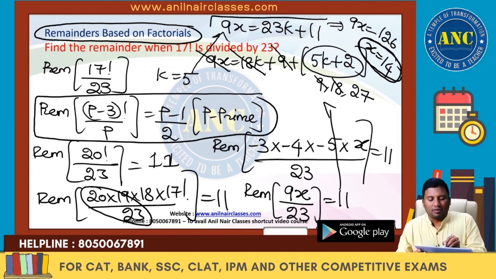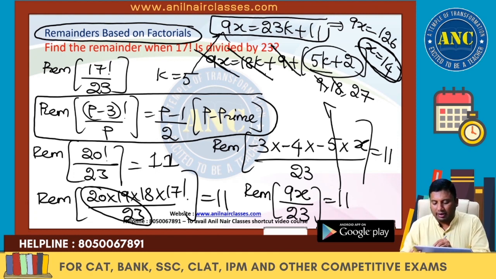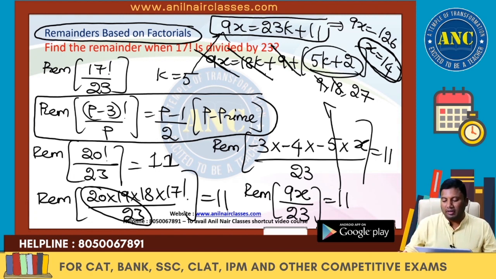9x is 23k plus 11. 9x is 18k plus 9 plus 5k plus 2. Divisible by 9, divisible by 9, divisible by 9. 5k plus 2 should be divisible by 9. The only value which will be of the form 5k plus 2 and divisible by 9 is 27. K will become 5. Substitute it, you get x value 14. Starting from basics to a high level.